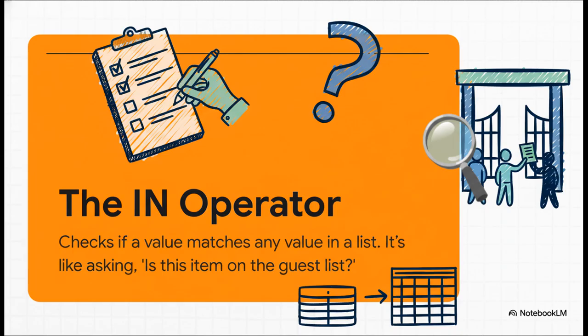Now, what it does is pretty simple at its core. It just checks if a value you're looking at matches anything in a list you give it. The easiest way to think about it? It's like being a bouncer at a club asking, hey, is this name on the guest list? It's a simple yes or no.